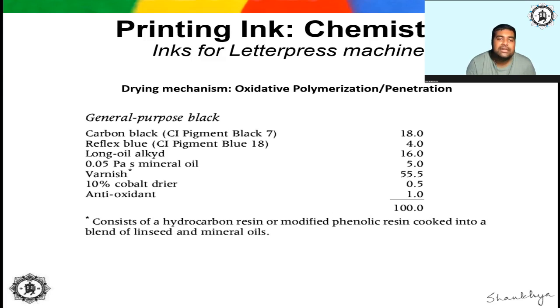What materials are used in preparation of this letterpress ink? Carbon black, it's basically a pigment. Reflex blue is often added. Now you may ask, it's a black pigment, so it's a black ink, that is, the name of the ink is general purpose black. Then why is reflex blue used? If you had asked this question in your mind, it's a good question.